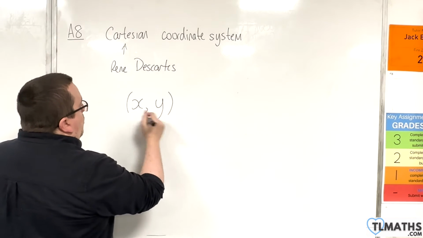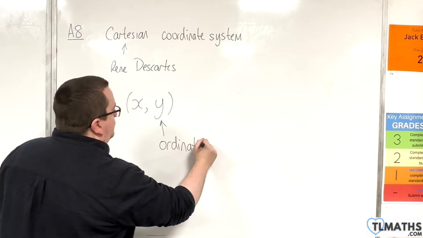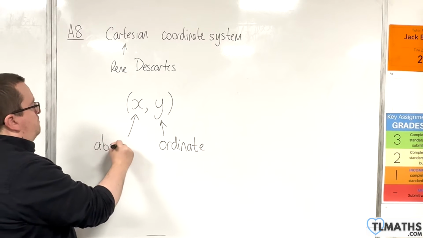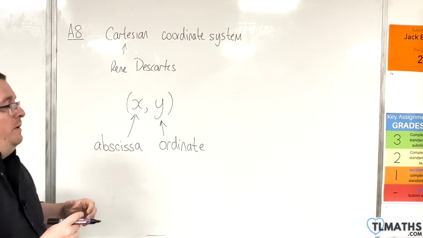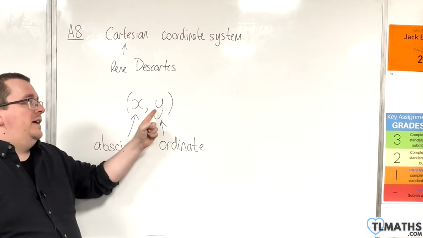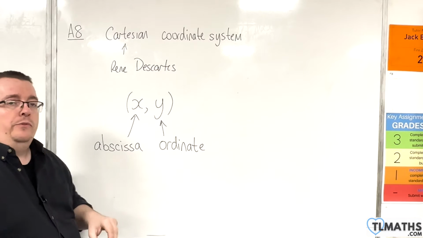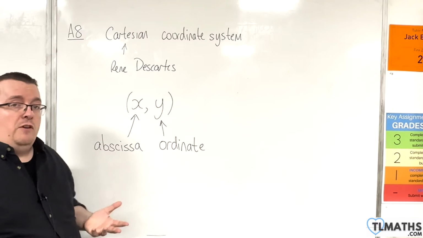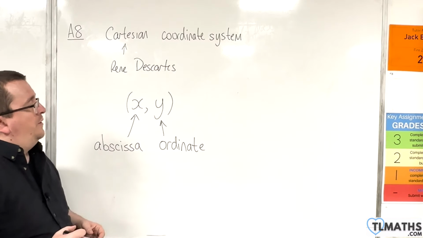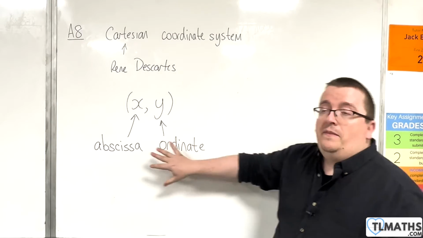So the y is referred to as the ordinate, and the x is referred to as the abscissa. So when we talk about coordinates, we often talk about the x coordinate and the y coordinate. But these actually have separate names, which a lot of people don't really know. So this is the abscissa, this is the ordinate. And there are going to be a number of maths teachers out there that probably don't know that. I only learnt about this very recently myself.